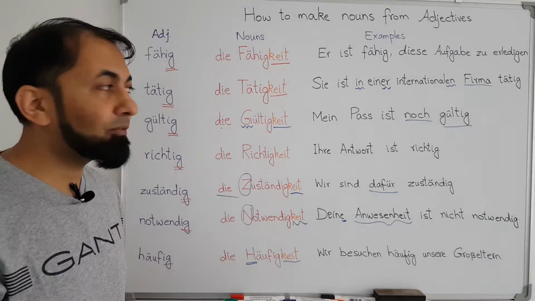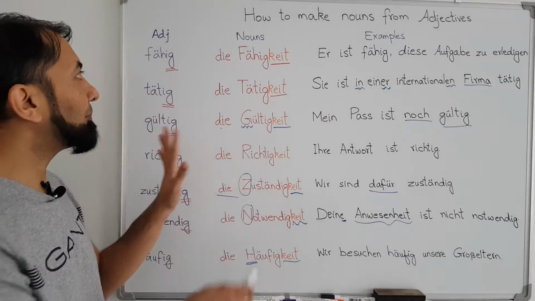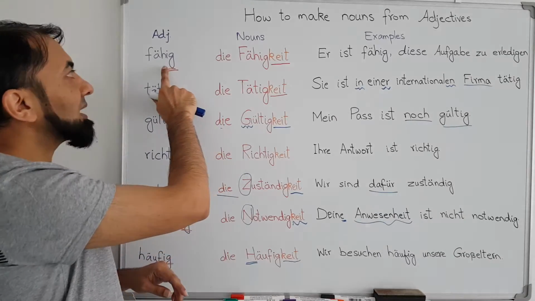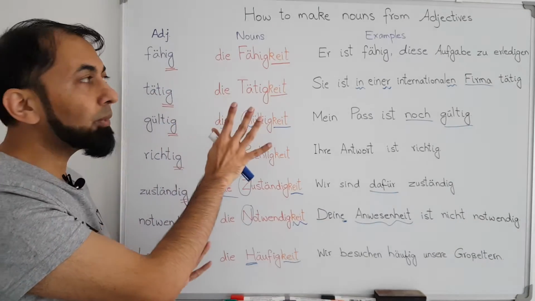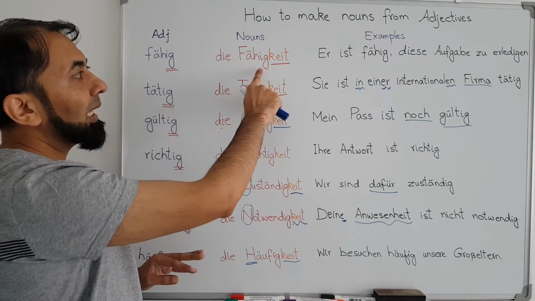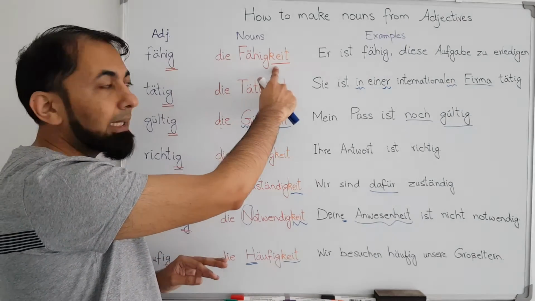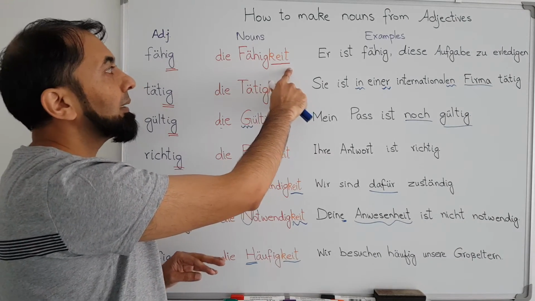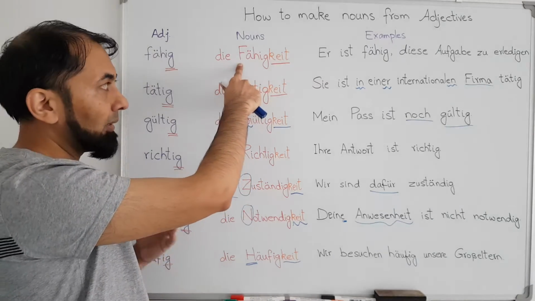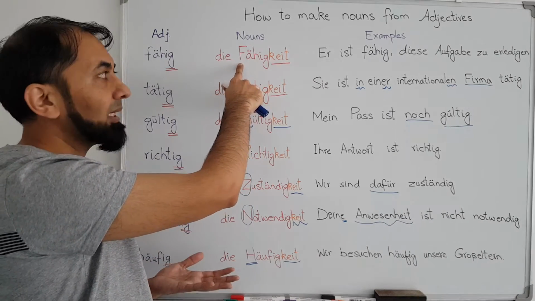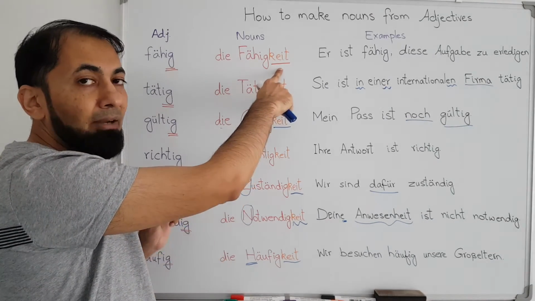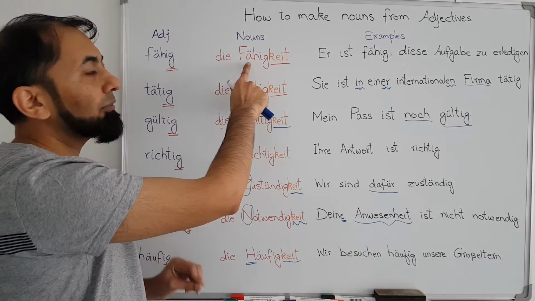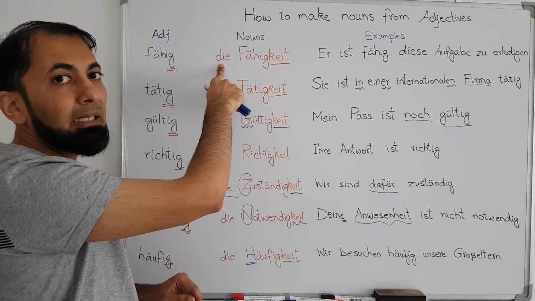I hope it was helpful for you. Let me simply repeat some of the adjectives which have the suffix ig in German. If we want to make a noun out of these adjectives, we simply add keit, K-E-I-T, and we have to start the noun with a capital letter. All the nouns which end with the suffix keit are feminine and have the article die.